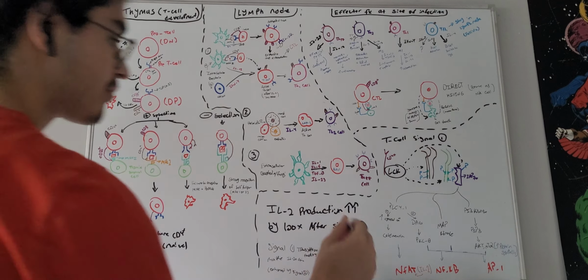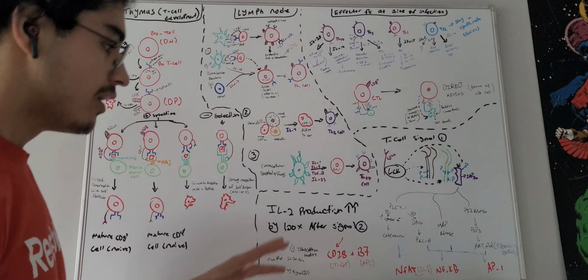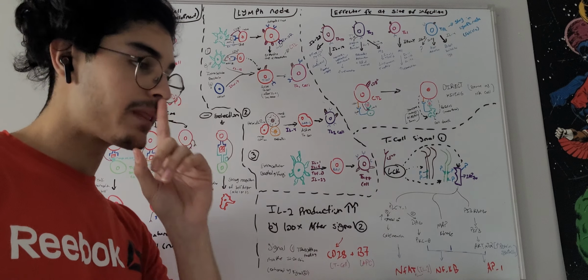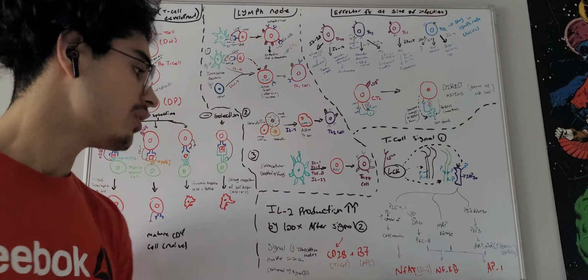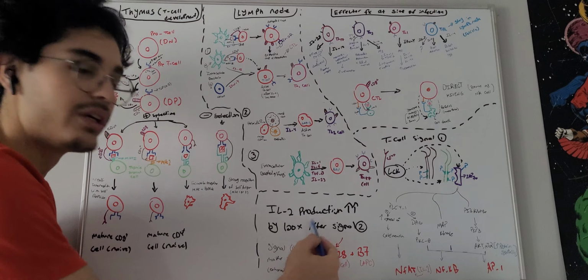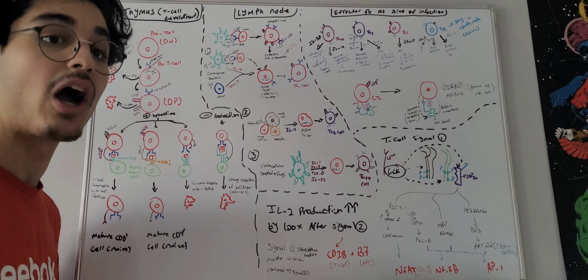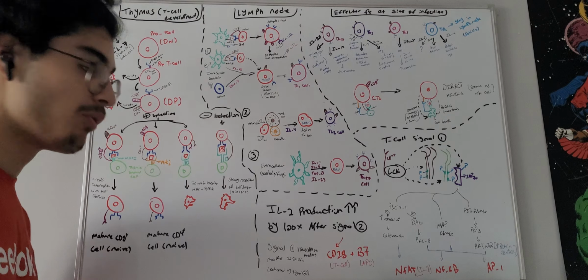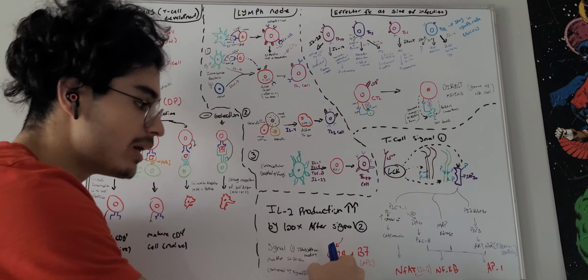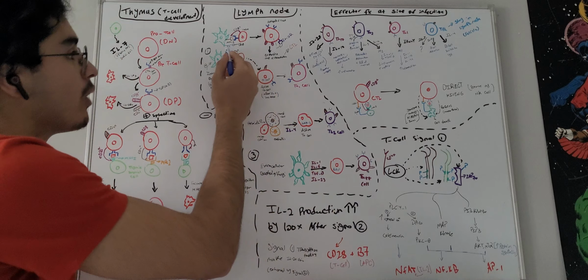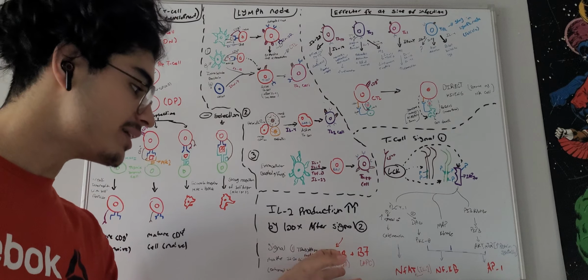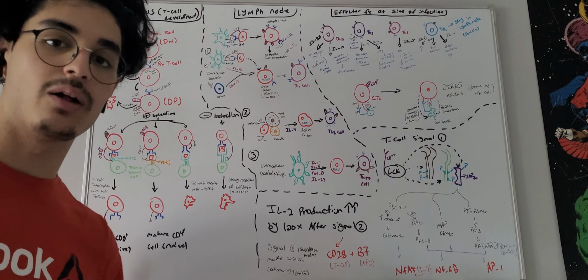Okay, very quickly, let's move on here. You know how I said we make a little bit of interleukin 2 here from signal 1? And this is the reason why we need signal 2, is because interleukin 2 production increases by 100-fold after signal 2, okay? And what was signal 2? Signal 2 was CD28 plus B7. We showed it right here, okay? And B7 was on an antigen-presenting cell, and then CD28 was on the T cell.